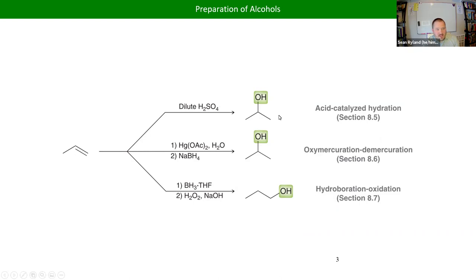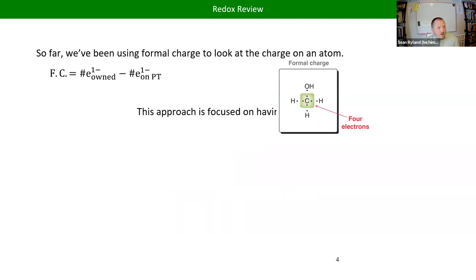So we have the acid catalyzed hydration. We have the oxymercuration, demercuration, and then we have the hydroboration, which is our anti-Markovnikov reaction. All right, so all of those we're pretty comfortable with at this point. I'll review from chapter 8, but we just want to remember that they're still there.